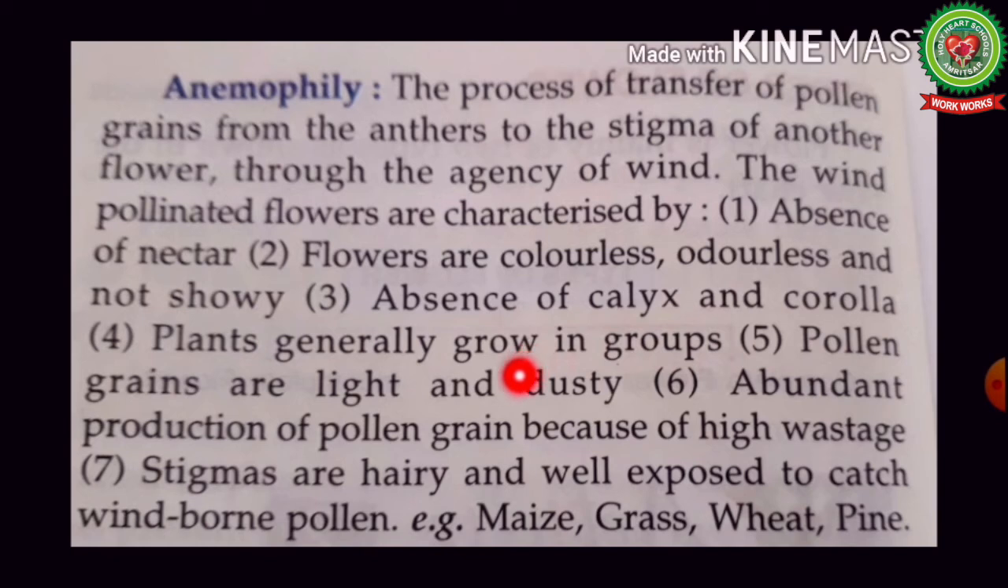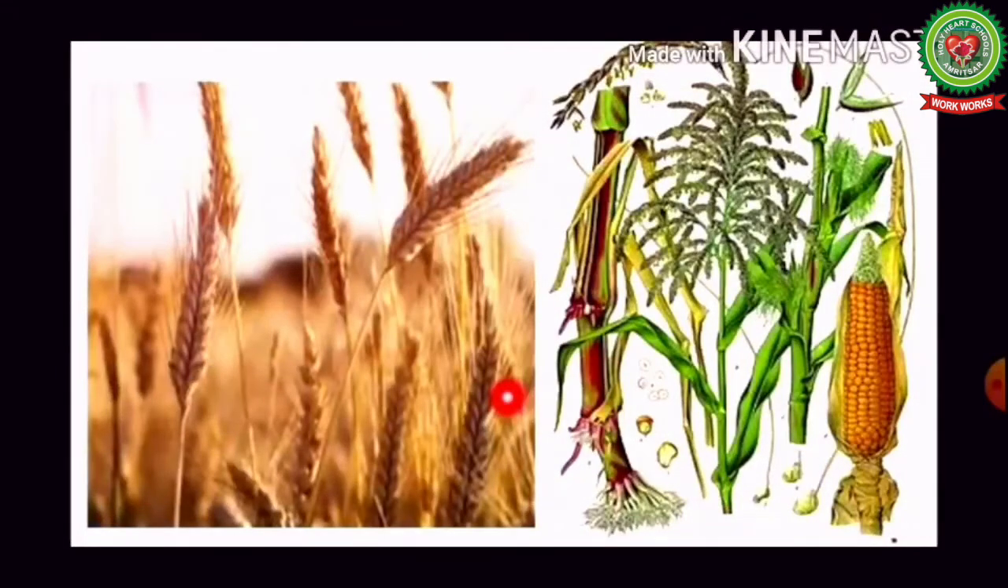Fourth is plants generally grow in groups. Fifth is pollen grains are light in weight and dusty so that they can easily sway with the wind. Sixth is they produce a large number of pollen grains because of high wastage. Seventh is stigma are hairy and long and feathery. They are well exposed to catch wind-borne pollens. Examples are wheat and maize.